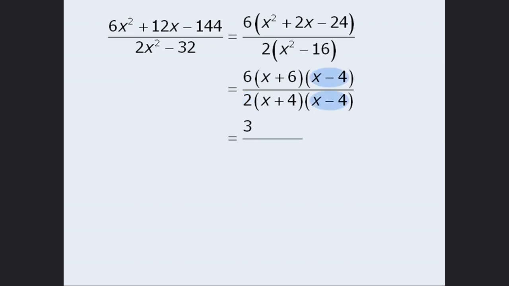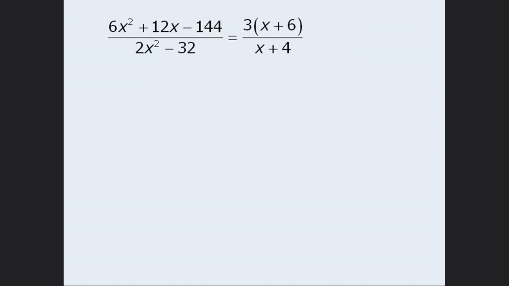Now notice that we have x minus 4 on the top and the bottom. Since any expression divided by itself always equals 1, these two expressions cancel out, leaving us with 3 times x plus 6 all over x plus 4. So we have now simplified the rational expression.